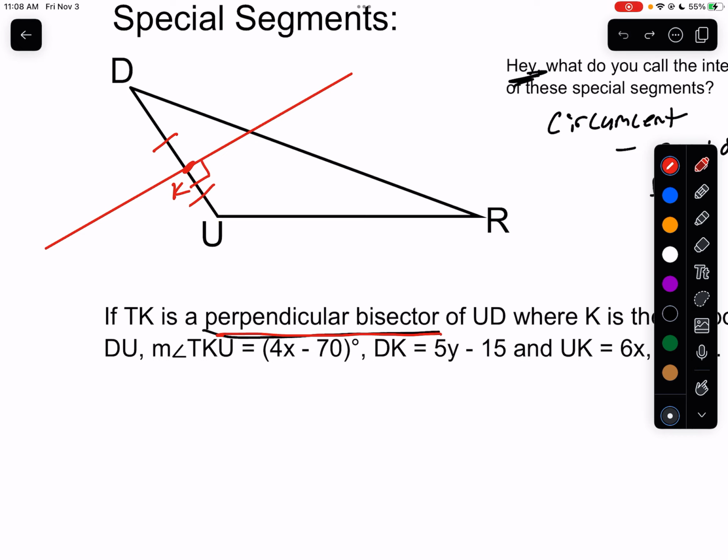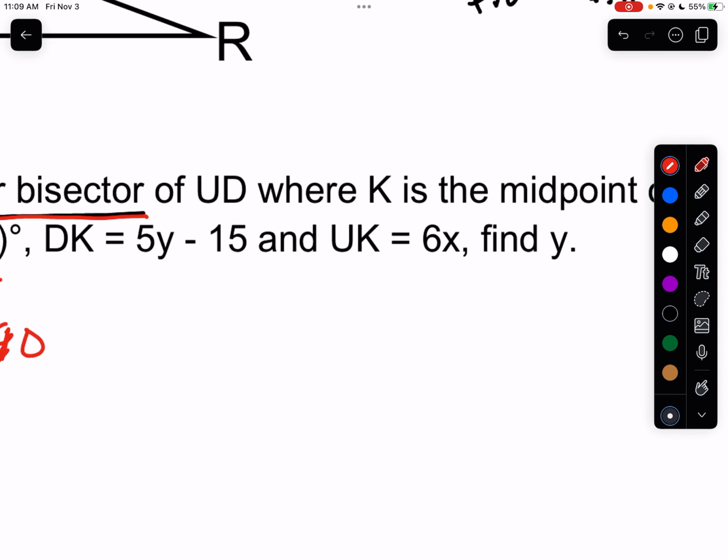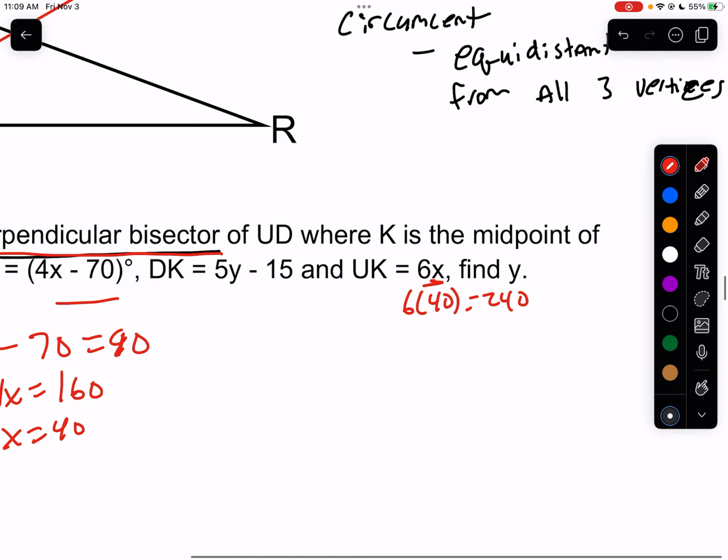They were vague. It doesn't matter. I'm going to put T here. But we know that this is a 90-degree angle. It's a perpendicular bisector. So 4x minus 70 must be 90. So 4x must be 160. X must be 40. Okay. Well, if x is 40, what is 6 times 40? It is 240. So we know this is 240 now. All right, let's keep going.